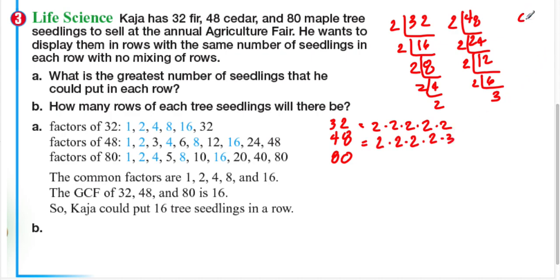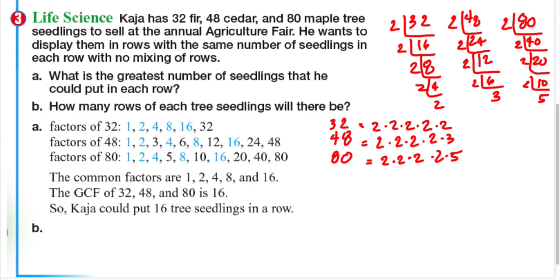And let's take a look at the number 80. Even, divisible by 2, so that gives us 40. Even, divisible by 2, that gives us 20. Even, divisible by 2, that gives us 10. Even, divisible by 2, that gives us 5. All are prime factors. So now I have 2 times 2 times 2 times 2 times 5.